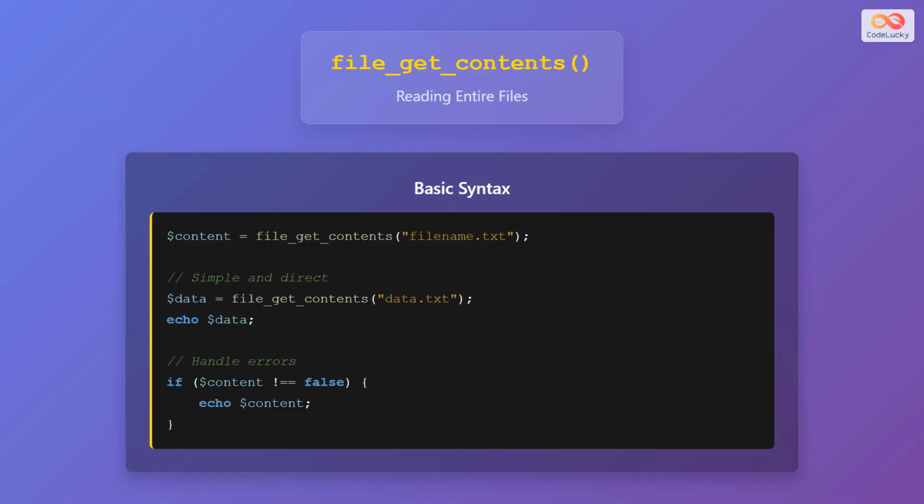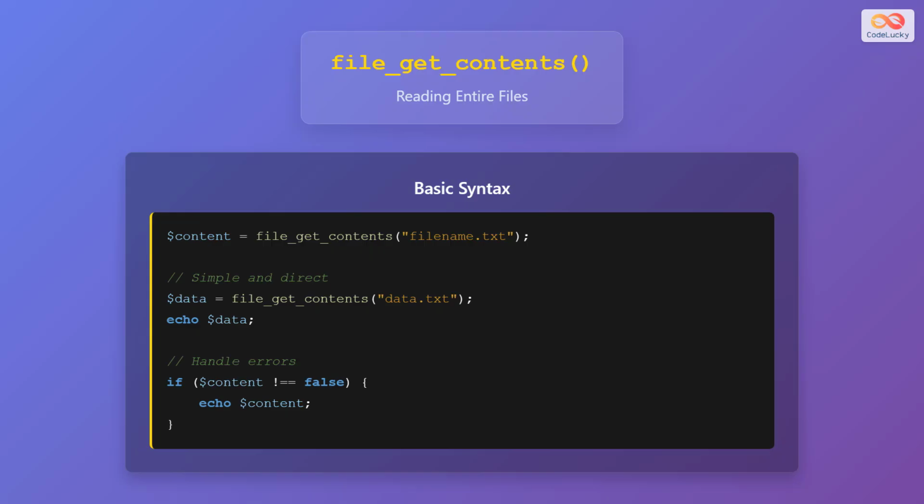Now let's discuss the file_get_contents function. The file_get_contents function in PHP is used to read the entire contents of a file into a string. This function is straightforward and convenient for reading small to medium-sized files in one go. It's not recommended for very large files because it loads the entire file into memory at once, which can be inefficient. Here's the basic syntax. The content variable is equal to file_get_contents with the parameter filename.txt.